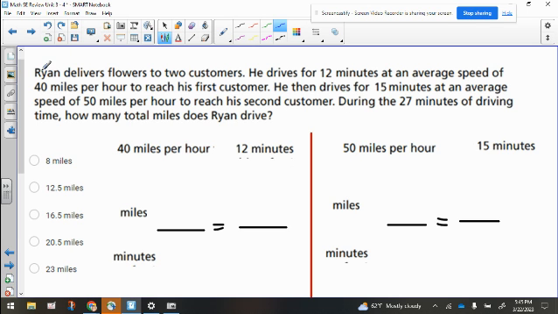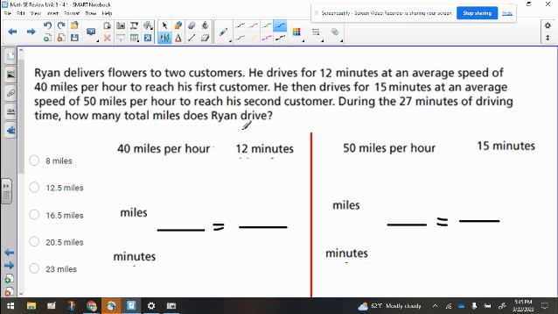Number 6. Ryan delivers flowers to 2 customers. He drives for 12 minutes at an average speed of 40 miles per hour to reach his first customer. He then drives for 15 minutes at an average speed of 50 miles per hour to reach his second customer. During the 27 minutes of driving time, how many total miles does Ryan drive?